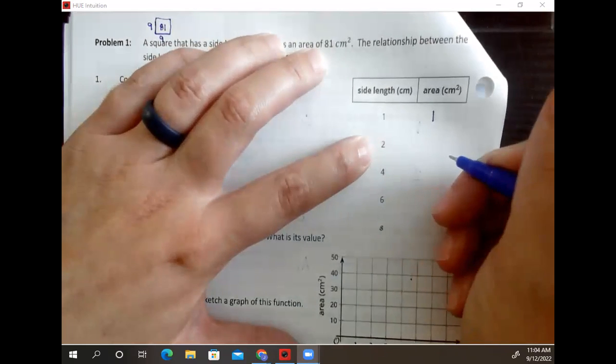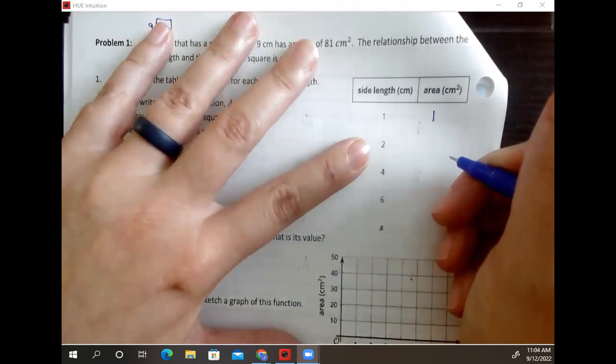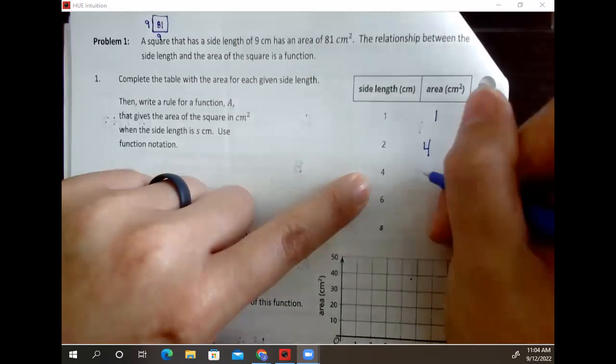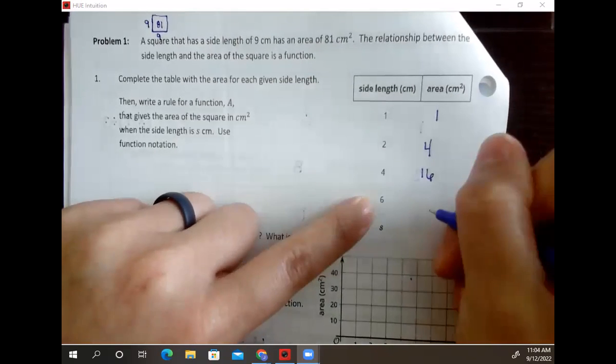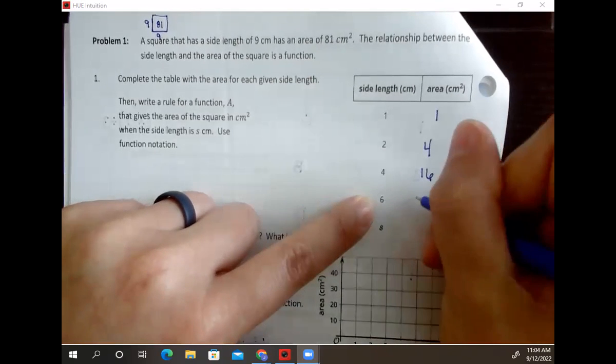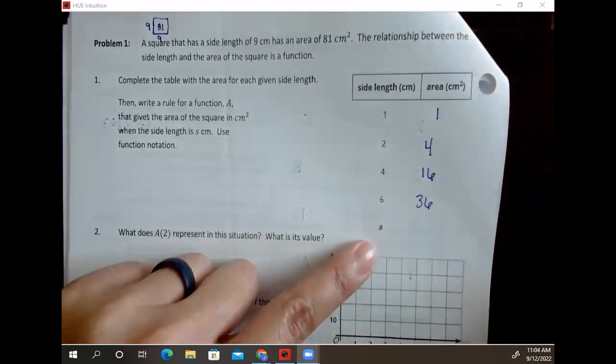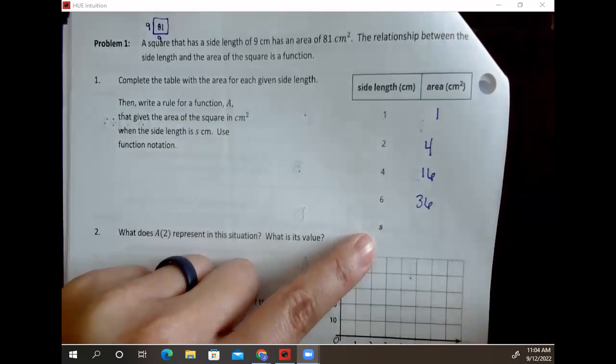What if my side length is 2? What's our area then? 4. What if the side length is 4? Our area is 16. What if our side length is 6? Our area is 36. Now let's generalize this. Let's write a little rule here. What if it's just, let's use the S for side length. How could I find that side length? What would I do?